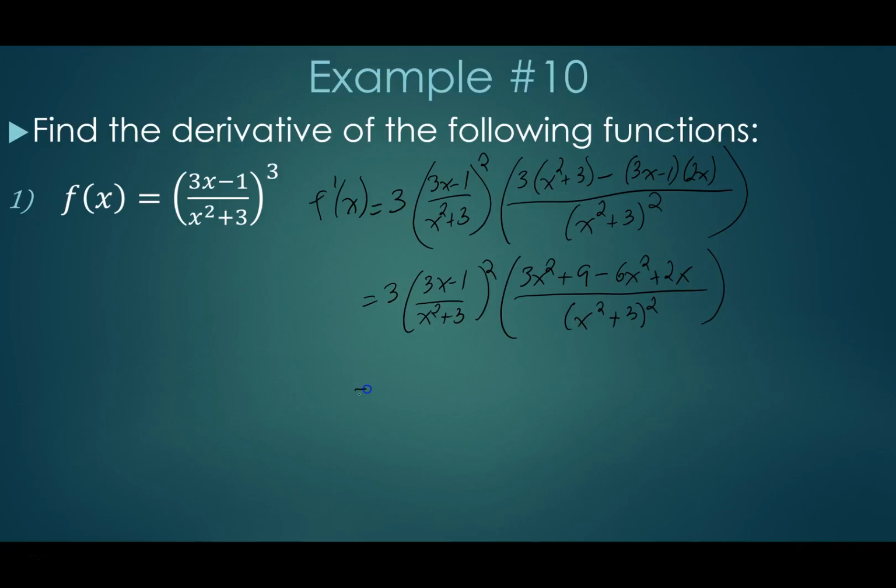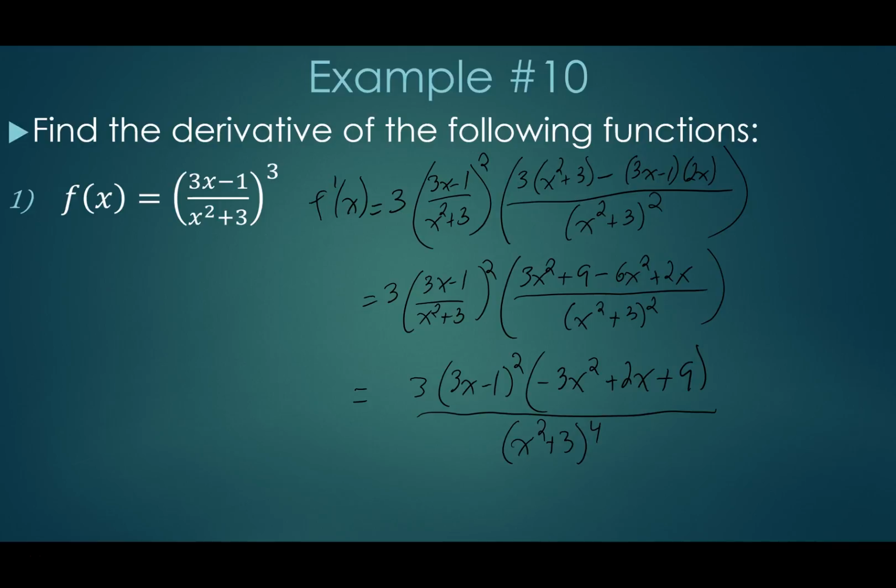Now, to write our final answer, our numerators will write together and our denominators will write together. So we have 3 times (3x minus 1) being squared. And in this piece, well, 3x squared minus 6x squared is a negative 3x squared plus 2x plus 9. And on the bottom, we notice we have the same expression, (x squared plus 3) squared, (x squared plus 3) squared. So I can combine that to 1, (x squared plus 3) to the fourth power. So that's how the quotient rule will apply here with the chain rule.